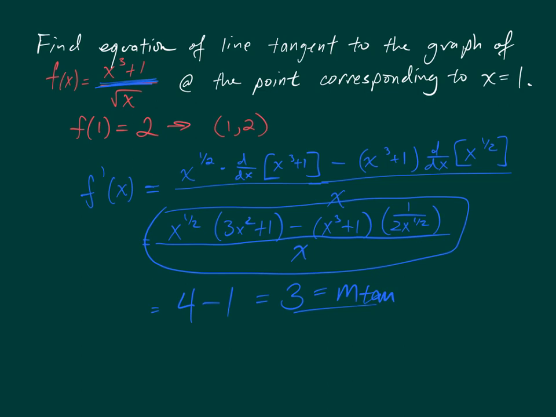And now I can make the equation of this line to be y minus 2, that comes from up here, equals 3 times x minus 1. Again, that 1 here comes from the ordered pair we found earlier. So this is the slope, or rather the equation of the line tangent to this graph at the point corresponding to x equals 1.